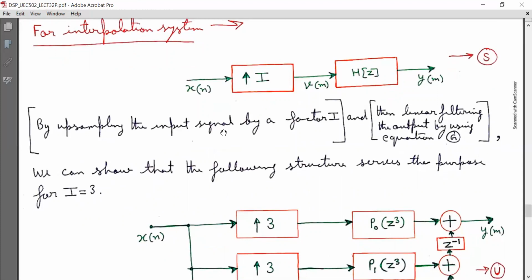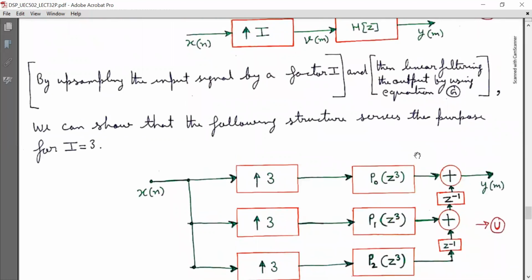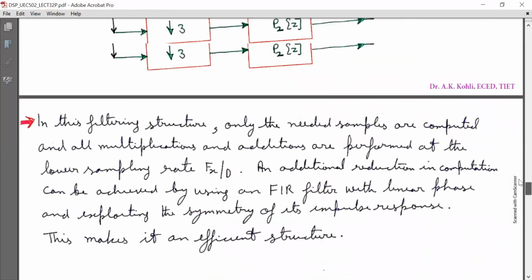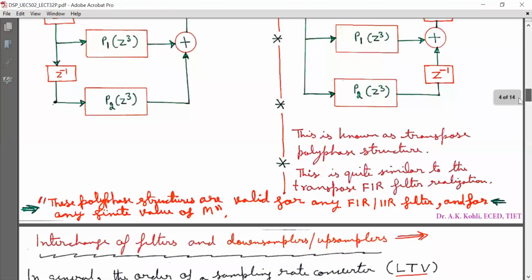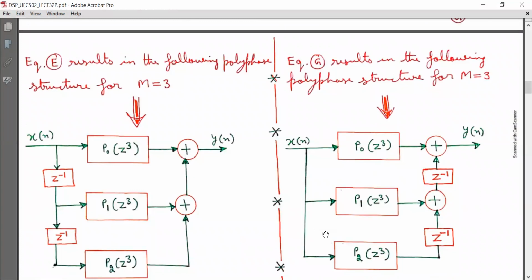Now by upsampling the input signal by a factor I and then linear filtering the output by using equation G, we can show that the following structures serve the purpose for I equal to 3. That is structure U. Now for that, we will have to look at the equations, the polyphase structure based on equation G and the second noble identity. Now this is equation G, and this is the structure based on the second noble identity. This structure is based on equation G.